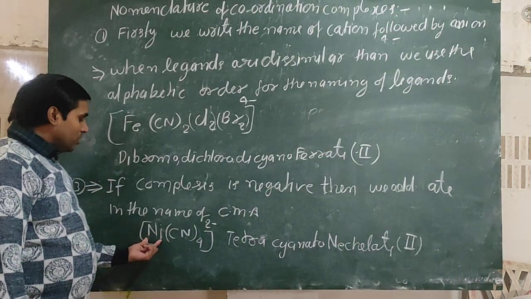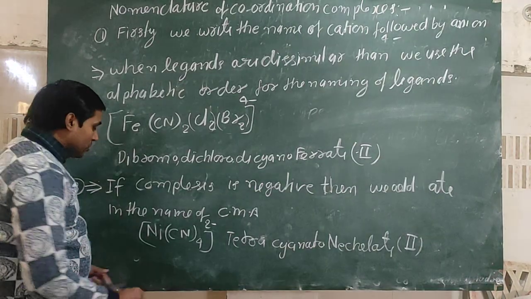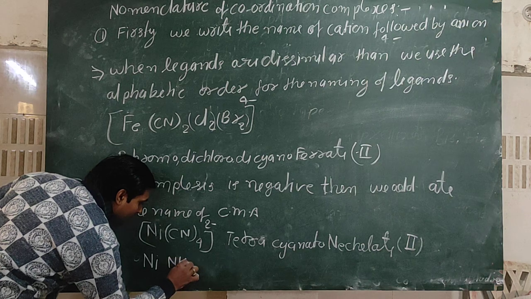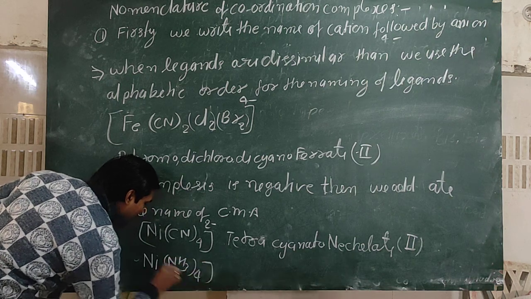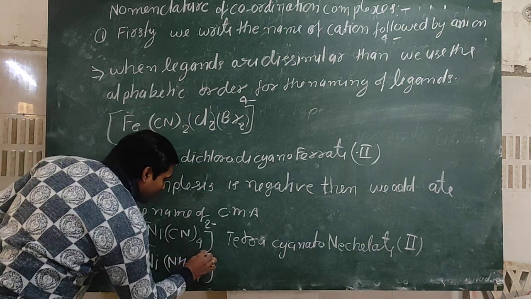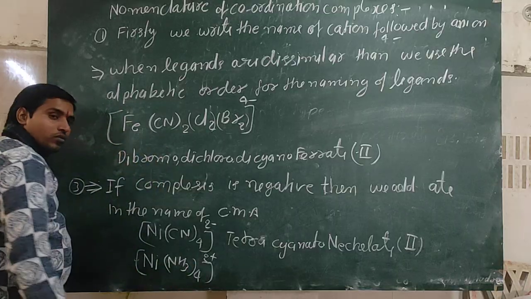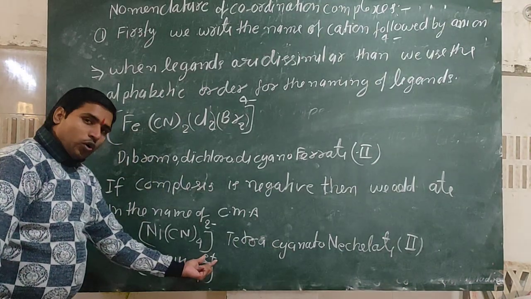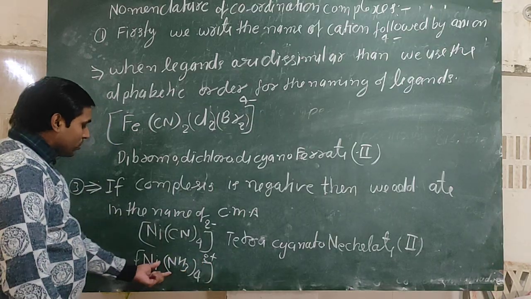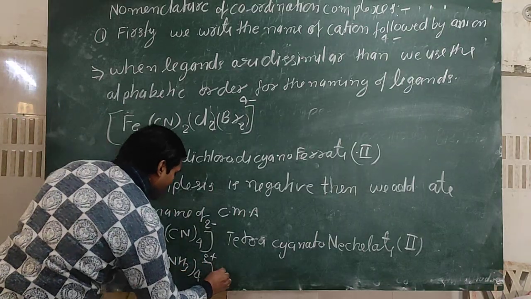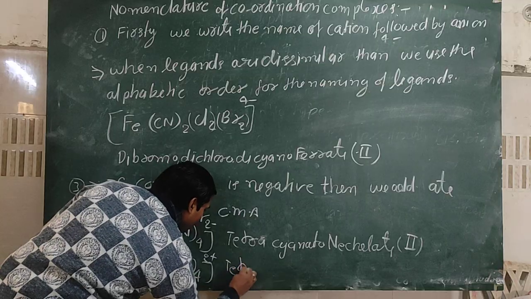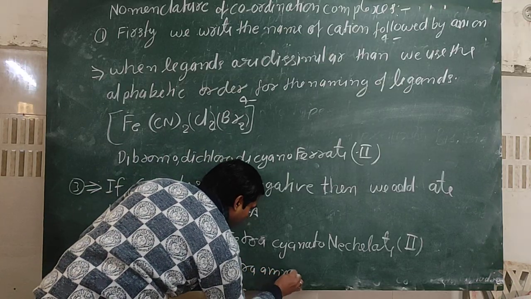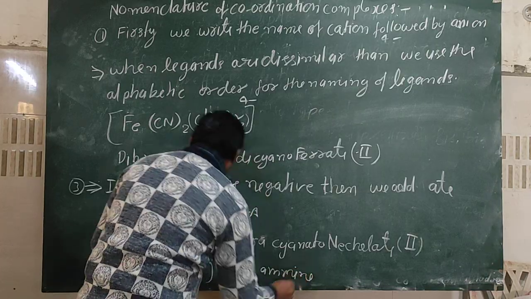We write the name of the central metal atom as such, like [Ni(NH3)4]. In this complex, the positive charge is present on the coordination sphere, so its name is tetraamminenickel.